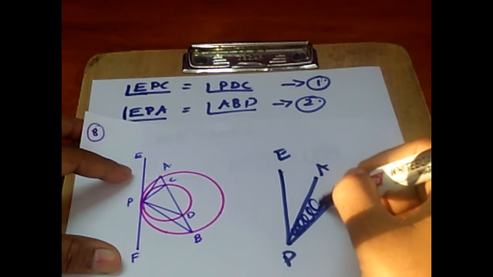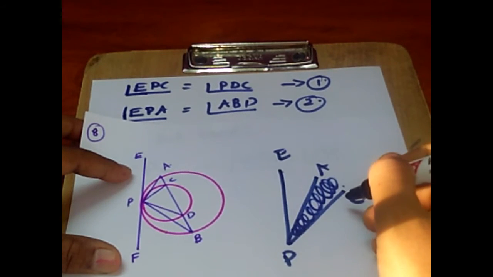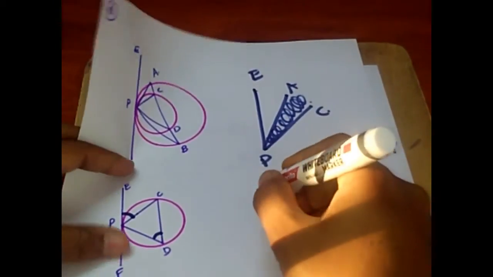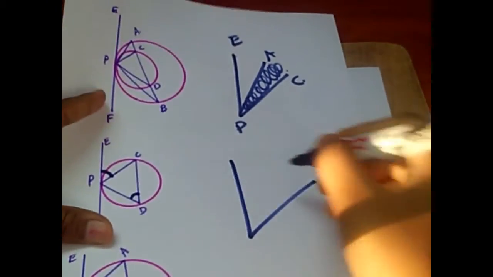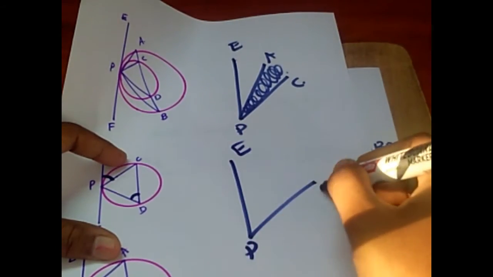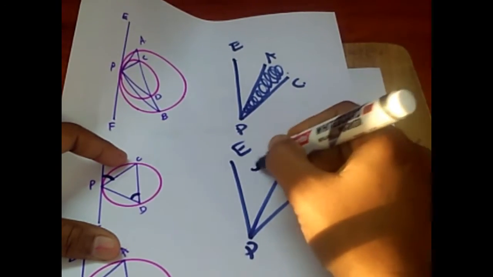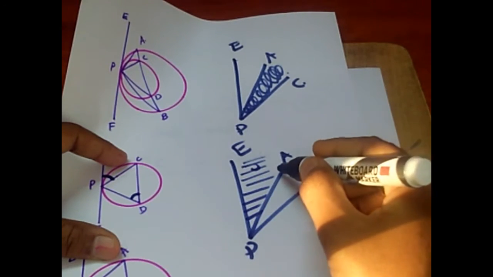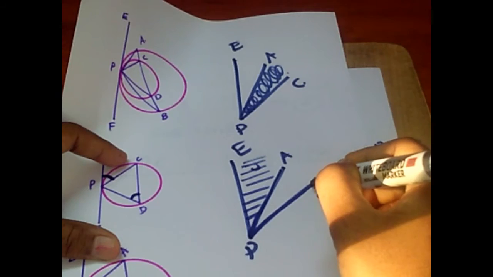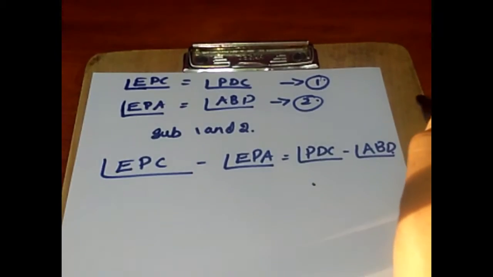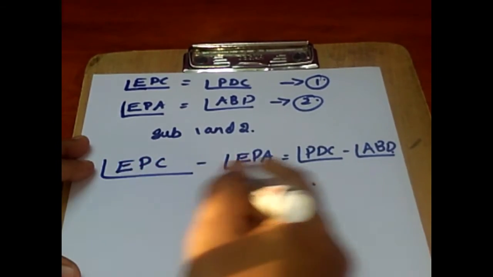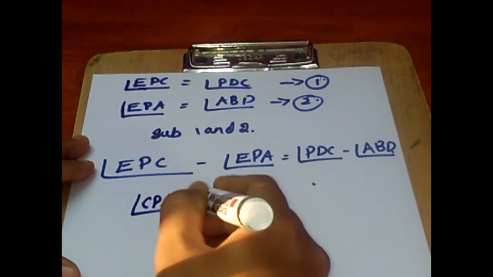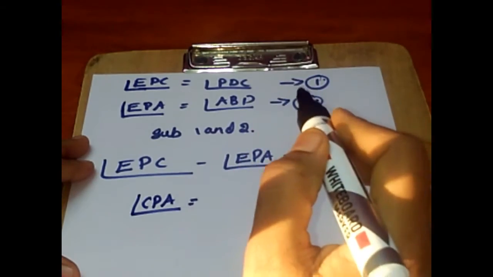Out of EPC, when EPA is removed, what is the angle you are going to get? This is angle EPC. This is the angle EPA. When this part, angle EPA, is removed, what is remaining? That is nothing but angle CPA. So from the diagram, on the left hand side, we got the result as angle CPA. So our left hand side is ready.